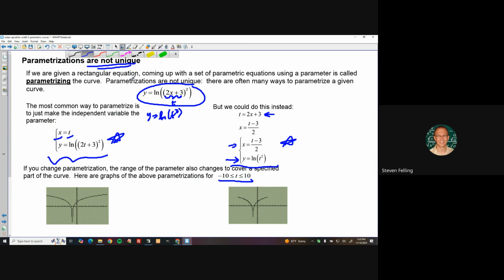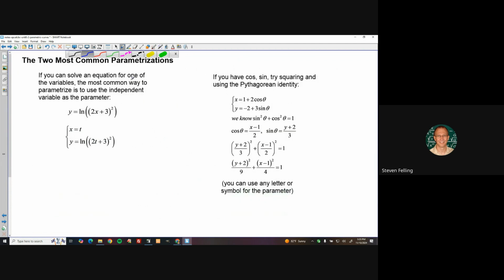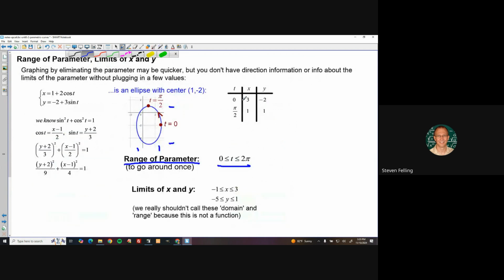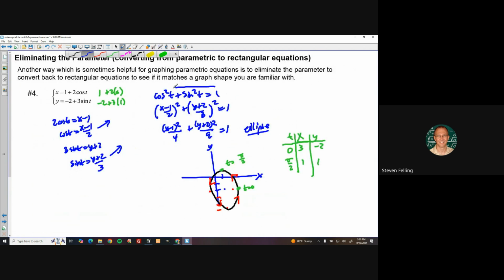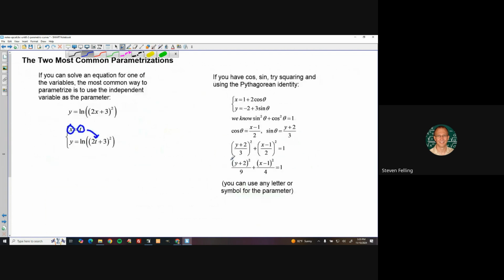Okay, the two most common parameterizations are just to make one of the variables the parameter itself and just replace it in the other one. We use those for more complicated situations. And then the other one that comes up quite a bit is that example that we did back here where we used the Pythagorean identity to parameterize. That one comes up whenever we have ellipses or circular shapes. So those come up frequently as well.